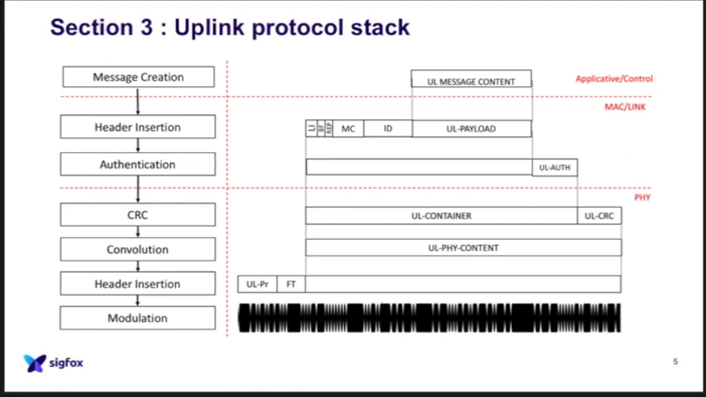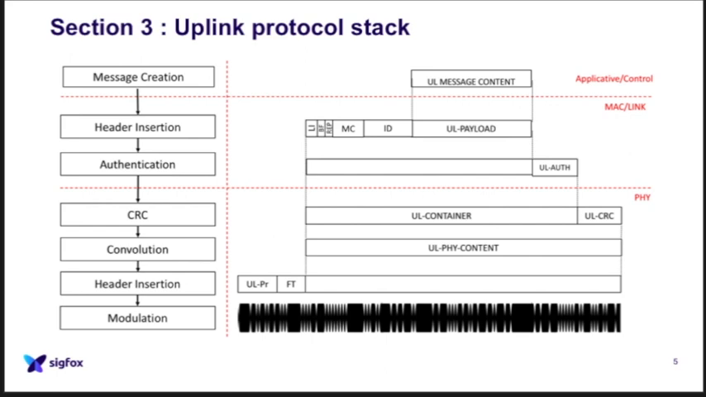Section 3 gives all details about the uplink protocol stack, that is, on the communication between the device and the Sigfox network. It starts with message content description, and then you have details about header fields such as length indicator, a relay flag, repetition flag, message count, which is incremented after each transmission, and then the ID field.